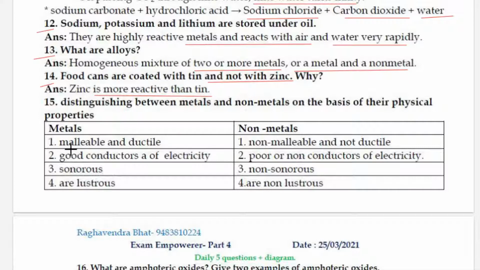Number one, metals are malleable and ductile. Non-metals are non-malleable and non-ductile. Metals are good conductors of electricity. Non-metals are poor or non-conductors of electricity. Metals are sonorous. Non-metals are non-sonorous. Metals are lustrous. Non-metals are non-lustrous. These are some of the differences between the metals and non-metals on the basis of their physical properties.